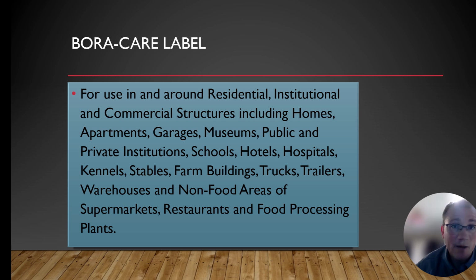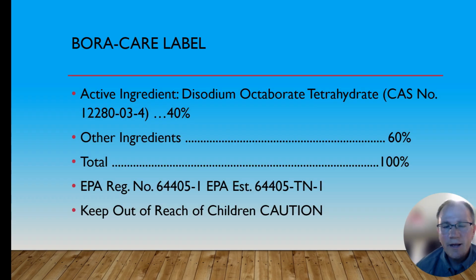It's very common for schools to have crawl spaces, and it's kind of nice that a product like this can be used in places like schools. As we look a little bit deeper into the Boracare label, it's important that you know that the active ingredient in this is disodium octaborate tetrahydrate. So that's good to know, right? Because basically it's sodium and borates. So this is actually one of the safer products out there.